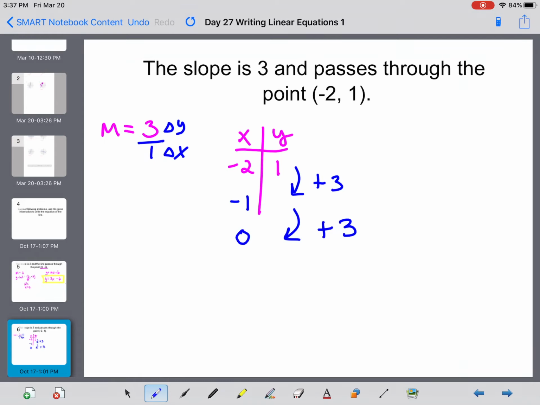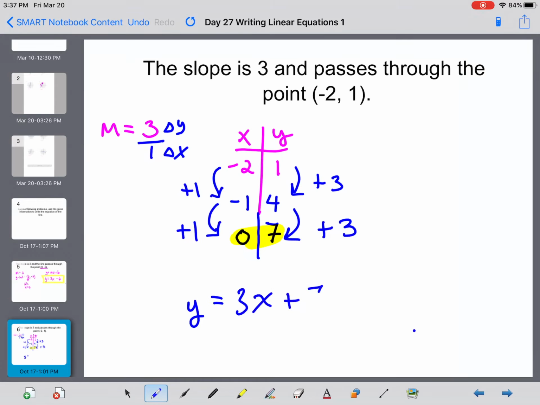And then if I follow that same pattern for my x values, I'm going to be changing those by +1. So let's fill in the blanks here. 1 plus 3 is going to give me 4, and 4 plus 3 is going to give me 7. I now know what my y-intercept is, so I can write my equation. So it'd be y equals 3x plus 7.